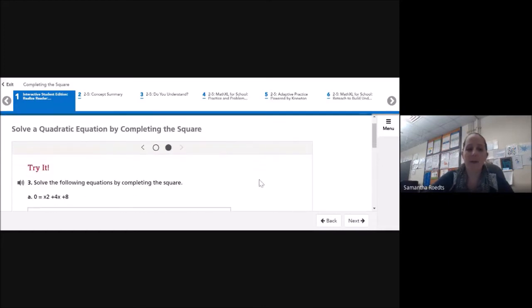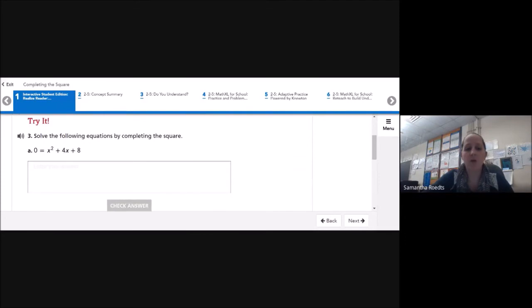All right, let's try it. Solve the following equation by completing the square. I have 0 equals x squared plus 4x plus 8. Again, I want to move that 8 to the other side. So I'm going to rewrite the equation first. It's always important that you rewrite the equation, because if you rewrite the equation incorrectly, then your whole problem's wrong. Okay, I'm going to move 8 to the other side.